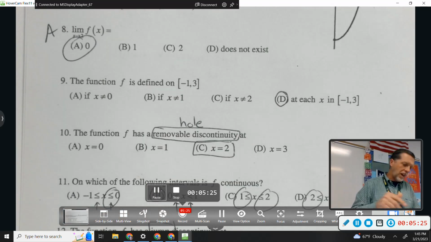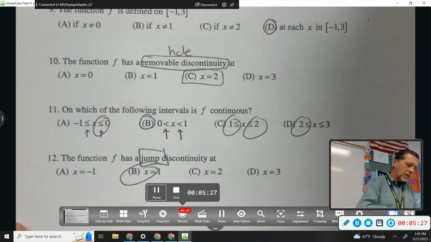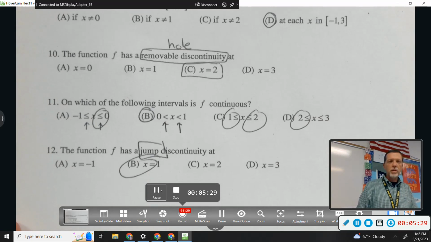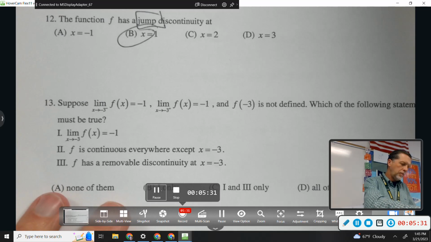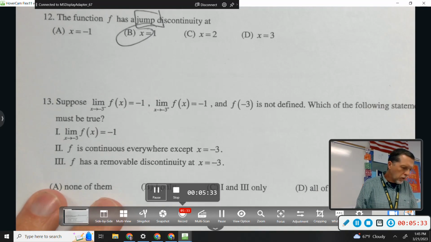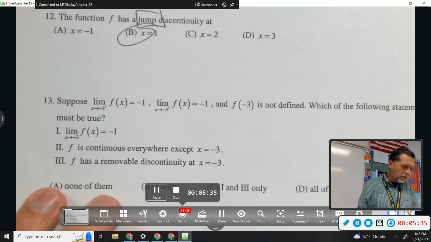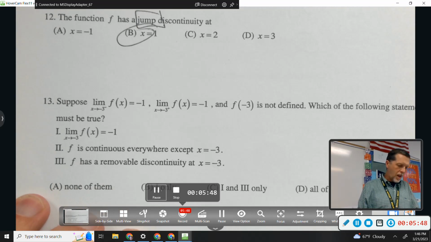So 8 was A, 9 was D, 10 was C, 11 was C, 12 was B. Looking at 13. Suppose all these limits. X approaches negative 3 from the left is negative 1. X approaches negative 3 from the right is negative 1. F of negative 3 is not defined. Which of the following statements must be true?